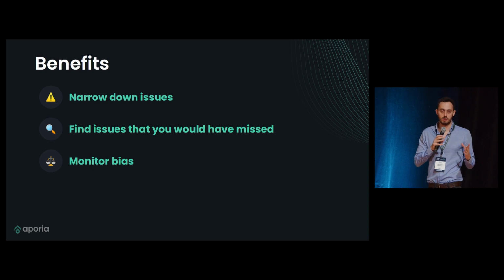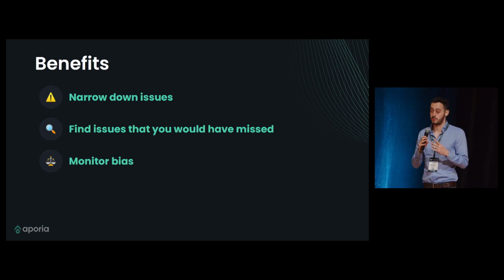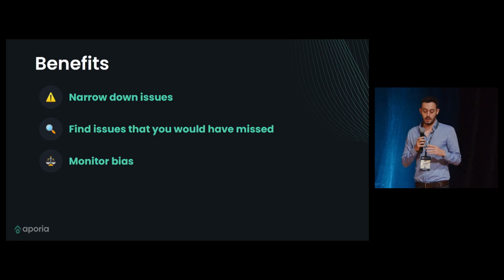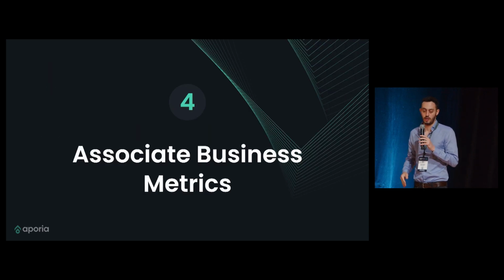A lot of the time when there are issues in production, they boil down to a specific segment of users, so only a specific part of your users are experiencing these issues. So this can help you narrow it down and find issues that you would have missed, because if you don't monitor these specific groups, you would never have known about this issue. And lastly, and most importantly, this is the way that you'll be able to monitor for bias and fairness issues. So use your metadata.